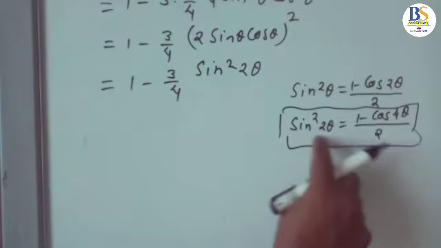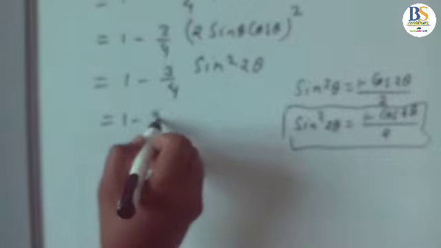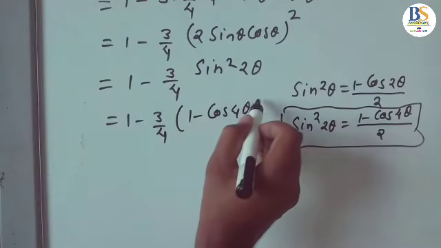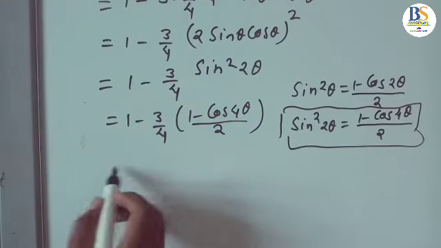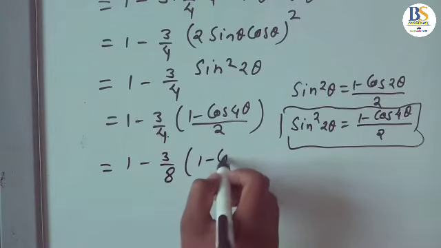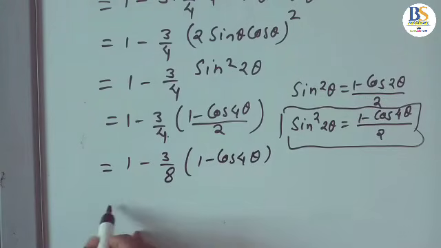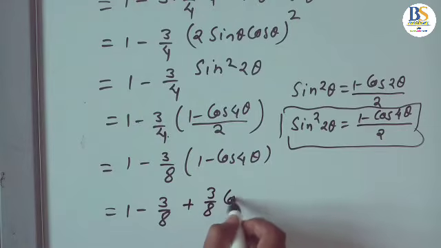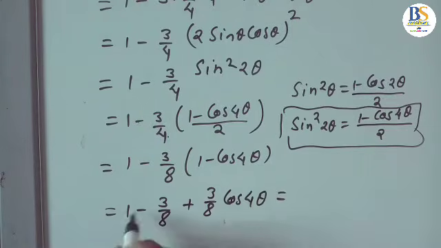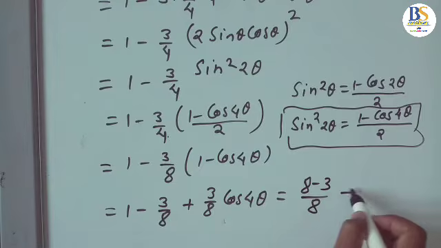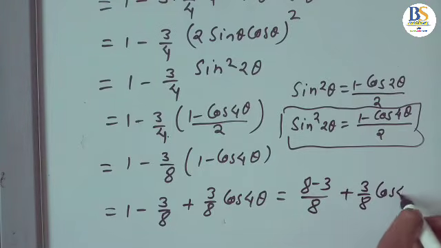Then replace the value of sin square 2 theta: 1 minus 3 upon 4 times 1 minus cos 4 theta upon 2. This is equals to 1 minus 3 upon 8 times 1 minus cos 4 theta. Then this is equals to 1 minus 3 upon 8 plus 3 upon 8 cos 4 theta. This is equals to, by taking LCM from these two terms, we can simplify to 8 minus 3 upon 8 plus 3 upon 8 cos 4 theta.